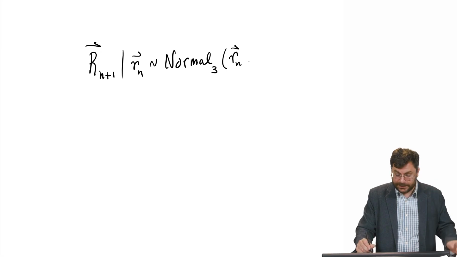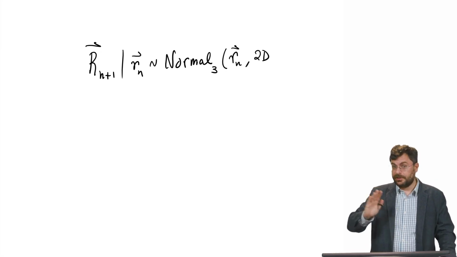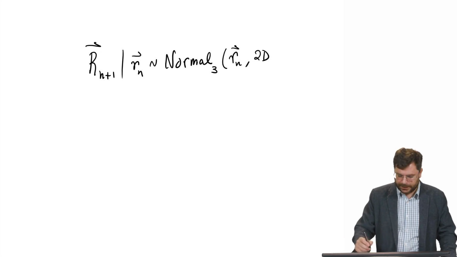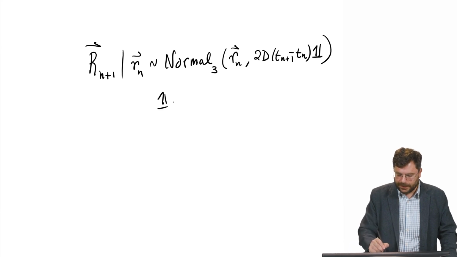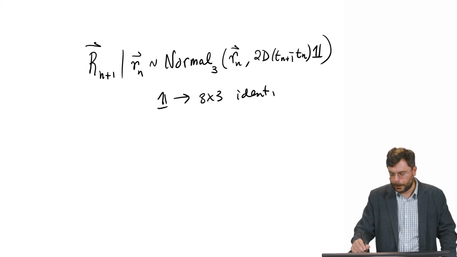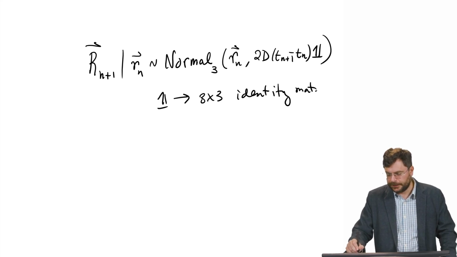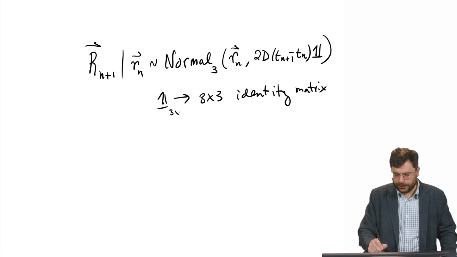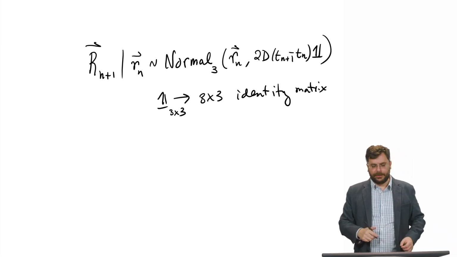It's going to be centered at the previous position, and for the variance itself, now you're going to have a covariance because it's a 3-dimensional Gaussian: Tn plus 1 minus Tn multiplied by I. I here is the 3 by 3 identity matrix. Sometimes people write it out as I sub 3 by 3.